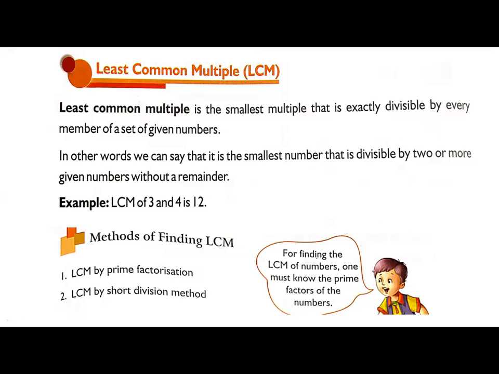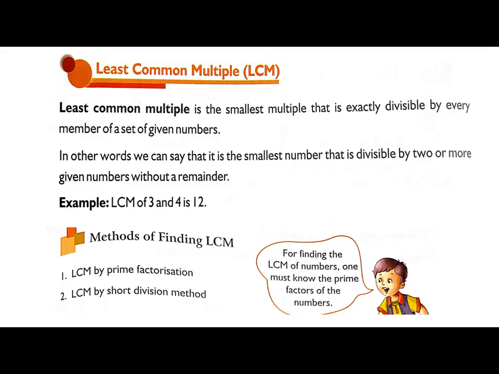So if you are choosing two numbers, you have to find the common multiple, which must be the least value. For example, the LCM of 3 and 4 is 12. First, you have to write the multiples of 3 and 4. You should find the common multiple of the numbers 3 and 4. So the least common multiple of 3 and 4 is 12.